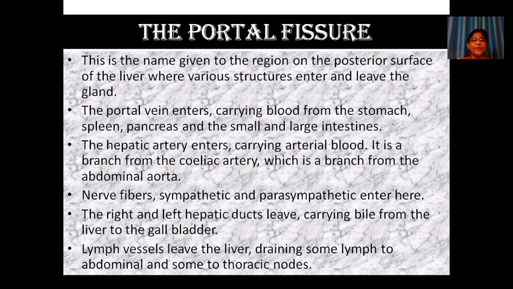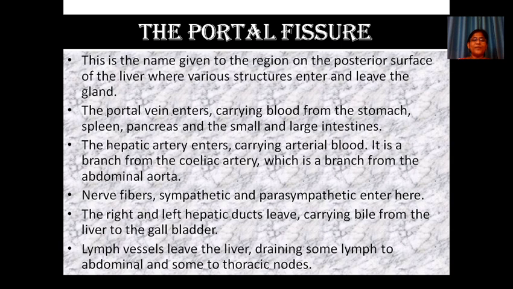Let us see. The portal vein enters, carrying blood from the stomach, spleen, pancreas and the small and large intestines. The portal vein enters this region, the portal fissure, carrying blood from the stomach, spleen, pancreas and the small and large intestines. And next, the hepatic artery enters, carrying arterial blood.